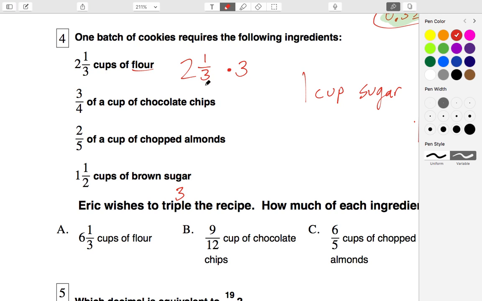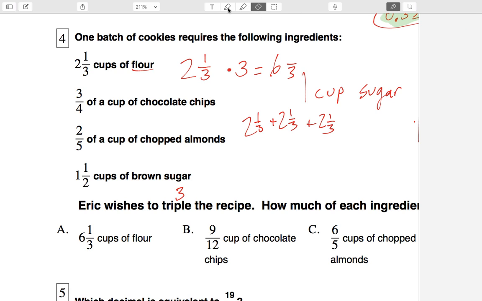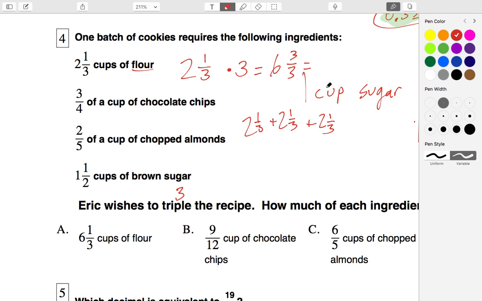2 times 3 is what? 6. Now would I just say 6 and 1/3 is your answer? No, you're forgetting to multiply that third by 3, right? So we're going to have to add 2 and 1/3 plus 2 and 1/3 plus 2 and 1/3. So you know that you're multiplying 2 times 3, and you'll get the 6 part. What's the numerator? Very good. So what's your real answer then? 7 cups. Very good.